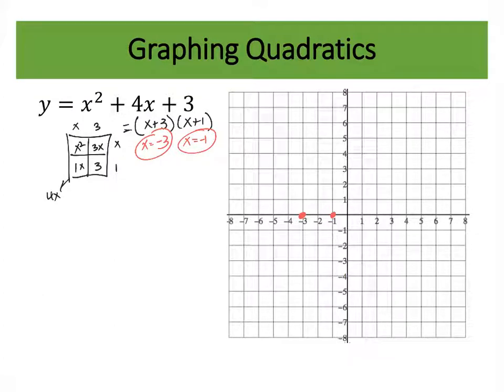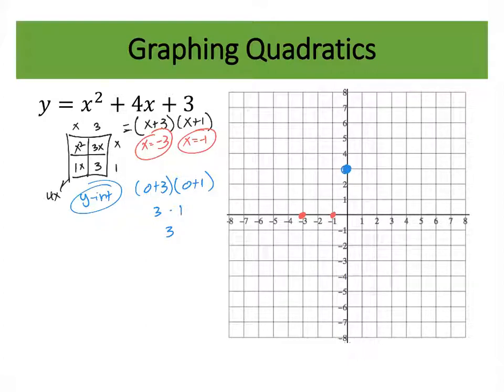And then I'm going to do the y-intercept. So I'm going to substitute 0 into the equation. So 0 plus 3 times 0 plus 1. So that's 3 times 1, or just 3. So I got my y-intercept on the grid.